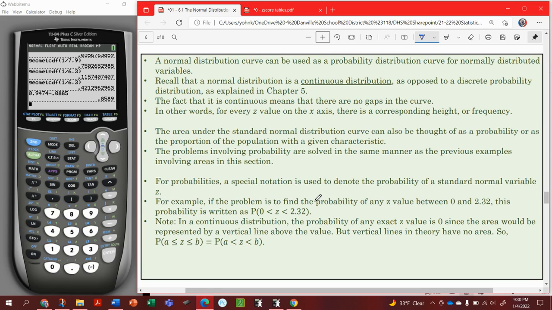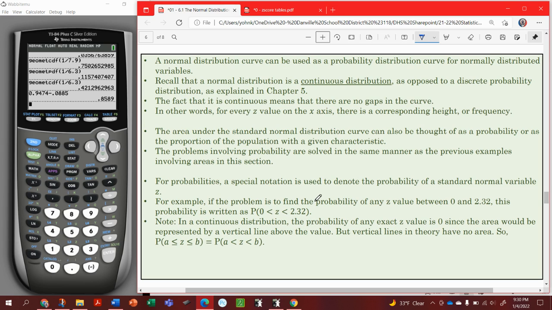Now, a normal distribution curve can be used as a probability distribution curve if it's normally distributed. So remember that a normal distribution is a continuous distribution, not a discrete probability distribution. And so as a result, this continuous curve means that there are no gaps. So that means every z value on the x-axis has a corresponding height.